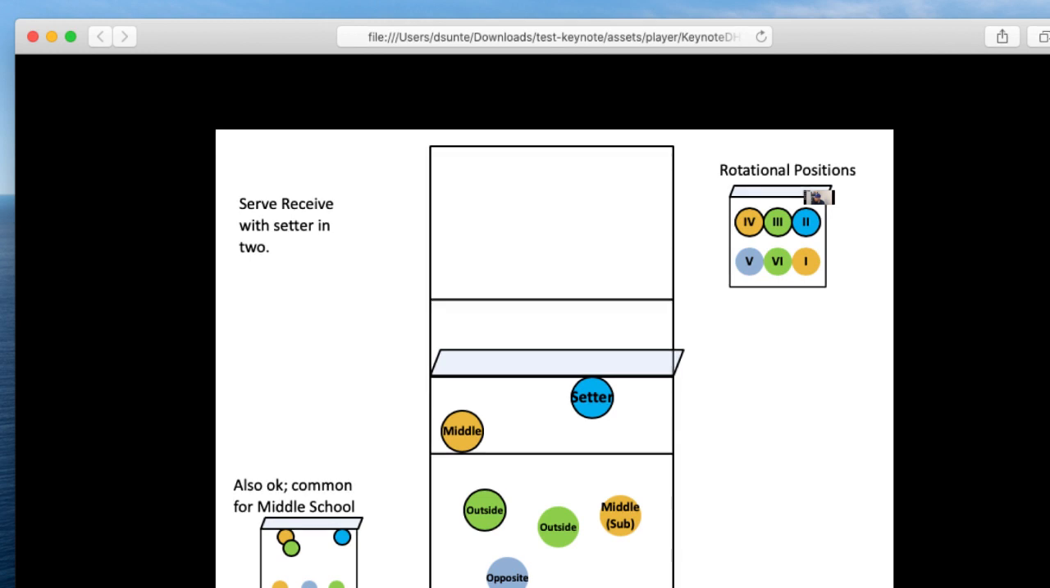Here is the common one to do this in. The middle can stay there. The outsides come back. There's a middle sub, a libero. The opposite is splitting the 2 outsides. There's a middle over there. Okay. Serve may actually happen. And then they go back to their defense.